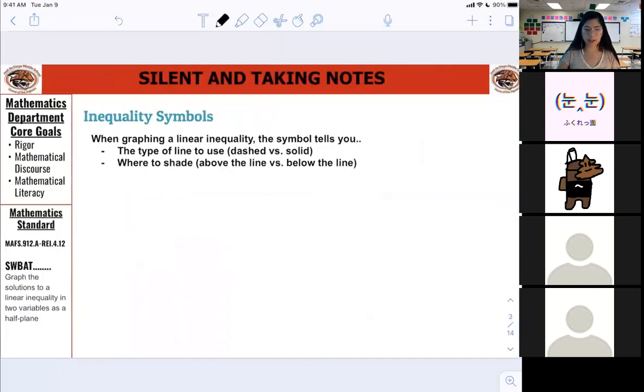So on this next slide, we're going to copy what I'm going to write down. I want you guys to copy down. Okay, so these are my inequality symbols, and we're going to talk about what they mean. So can I have a volunteer read for us just what's on the page right now?